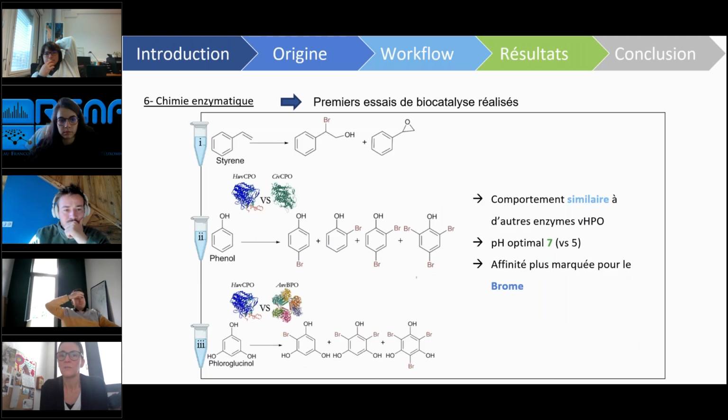Next. So we did some experiments on very simple substrates like styrene, phenol, and phloroglucinol. We compared the enzyme we had purified to other enzymes that were available through collaborations, and we found that our enzyme acts very similarly to the others. Interestingly, it had an optimal pH of reaction at 7 versus 5 for another one which has been used for biocatalysis, and it had a very high affinity for bromine.